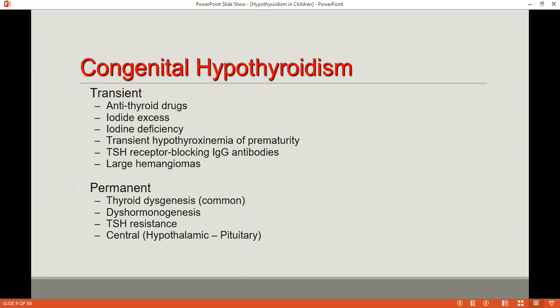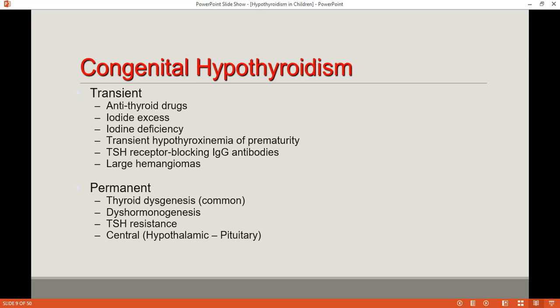Permanent cause of congenital hypothyroidism is thyroid dysgenesis, as I already told, because the thyroid gland is not formed. So it is the commonest cause of hypothyroidism. Then dyshormonogenesis. In the previous slide I explained that there are four mechanisms by which thyroid hormone is not synthesized due to congenital defect. Third is TSH resistance. Resistance means at the receptor level. TSH is formed, but it is not active, so there is TSH resistance.